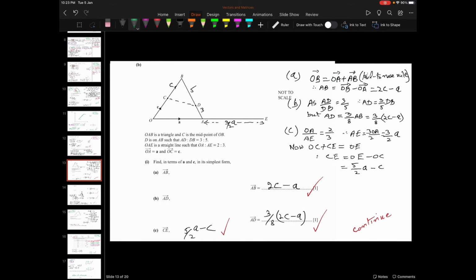In B part of this question, OAB is a triangle and C is the midpoint of OB. D is on AB such that AD ratio DB is equal to 3:5. OA is a straight line such that OA ratio AE is equal to 2:3. Two position vectors are also given. OA is equal to A and OC is equal to C. We are going to find the value of AB.